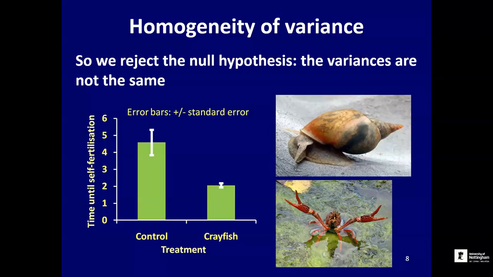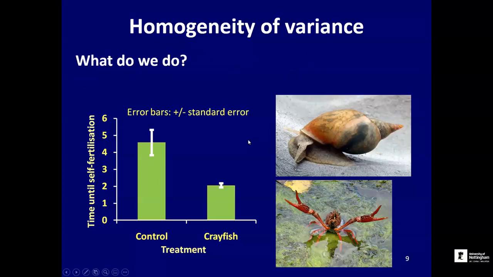Oh sorry, this is just repeating what I just said, that we've rejected the null hypothesis of the Levene's test. The variances are not the same. Oh, and there's a crayfish to show the kind of thing that eats snails. So what we need is an alternative strategy.